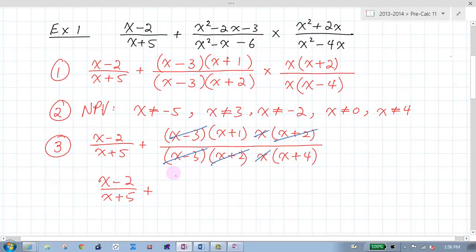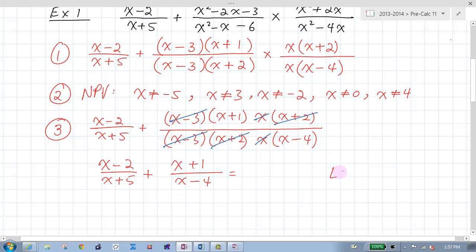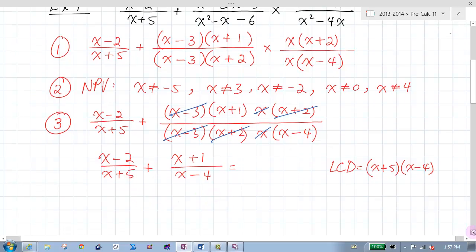Now, our second rational expression ends up to be x plus 1 over x minus 4. Was it x plus 4? Or x minus 4, sorry. I miswrote it, right? Okay, good. So now I have these two, and I'm adding two rational expressions. I need an LCD, the lowest common denominator. So we list all the factors of the denominators, x plus 5 times x minus 4, the highest powers of those two, which is 1. So that's going to be our LCD.